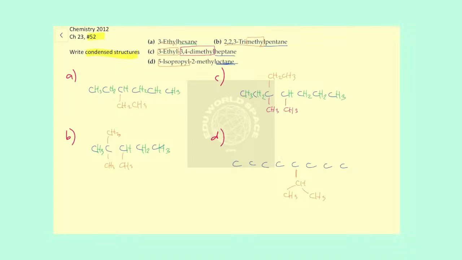Then we have CH2 for the next 2, and our last carbon here would have 3 hydrogens connected to it. So there you have it. That's all our structures for this problem.